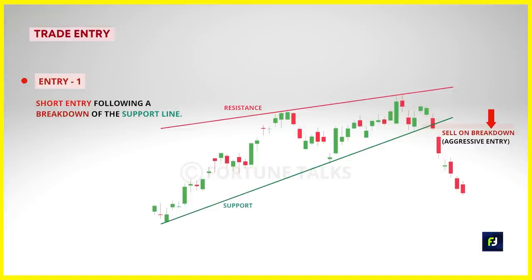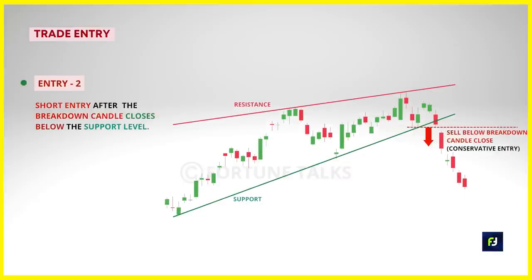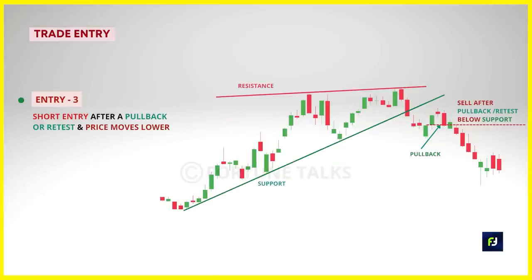You can take a short entry following a breakout of this level, that is, you can enter at the moment when the price breaks below the support trend line, or you can look to sell below the low price or even at the closing price of the breakout candle after it closes. The second method is to wait for a pullback or retest back to the breakout level and then take a short entry when the price moves lower or when the price moves below the breakout candle low.